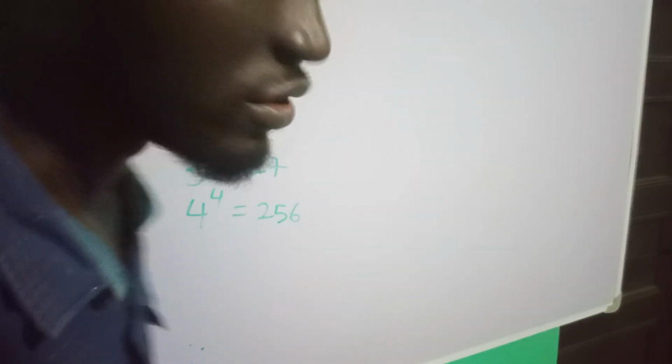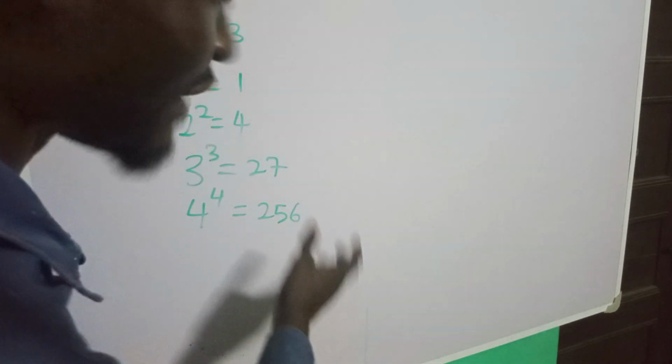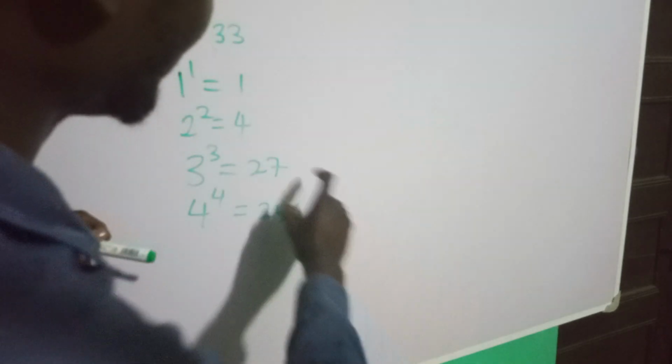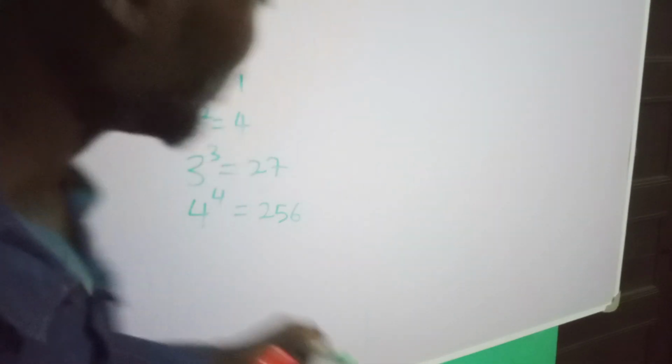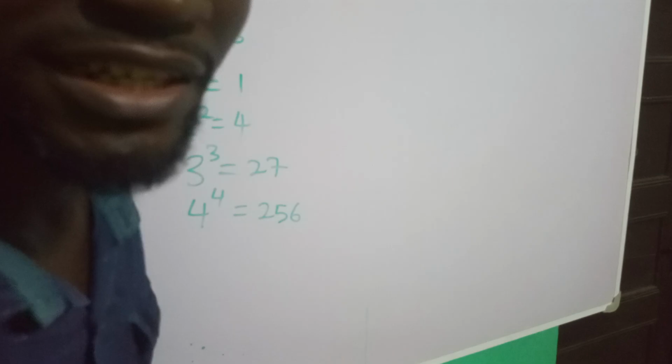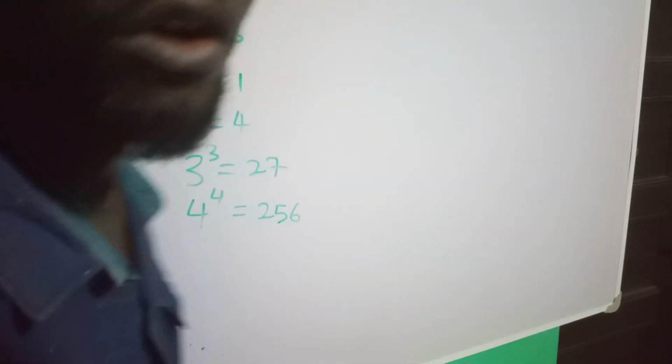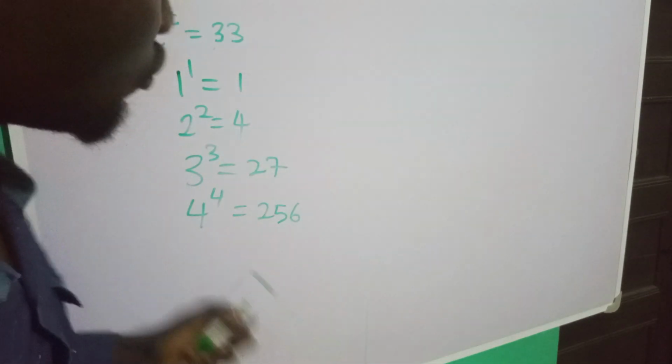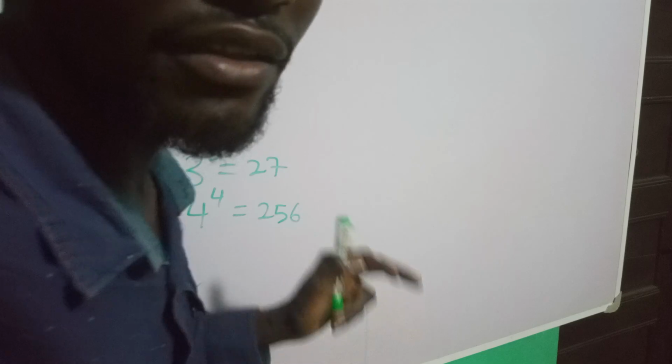So what does this tell us? This tells us that the value of t lies between 3 and 4. Because 3 raised to power 3 is 27, and 27 is less than 33, while 4 raised to power 4 is 256, and 256 is bigger than 33. So this has given us a clear picture of what the value of t will be. So the value of t is between 3 and 4.